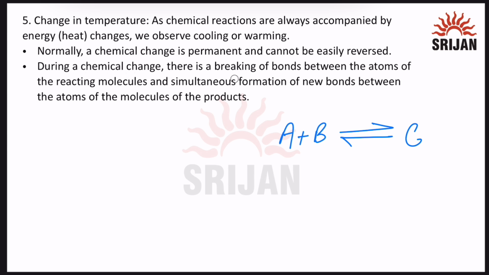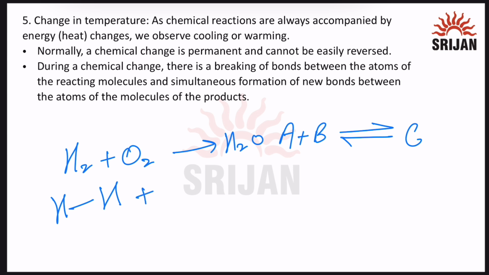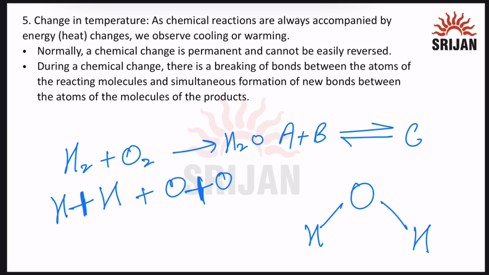During a chemical change, there is a breaking of bonds between the atoms of the reacting molecules and simultaneous formation of new bonds of the product. So, if H2 plus O2 gives H2O, which bonds are breaking? H2 was initially like this, and O2 was initially like this, but we need to break both of these bonds. So this bond will be broken, this bond will be broken, and we will get a new compound with new bonds. So we will have to give heat here. I hope this topic is clear.